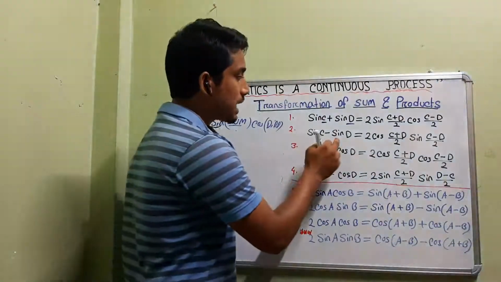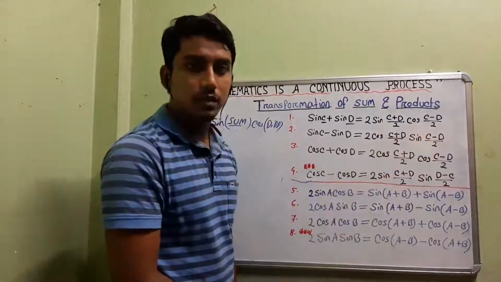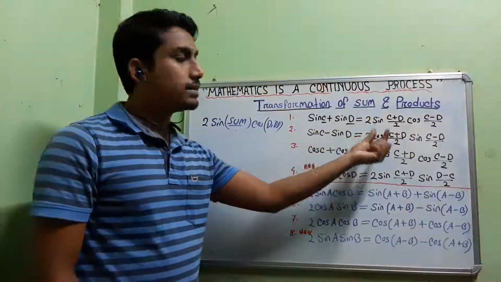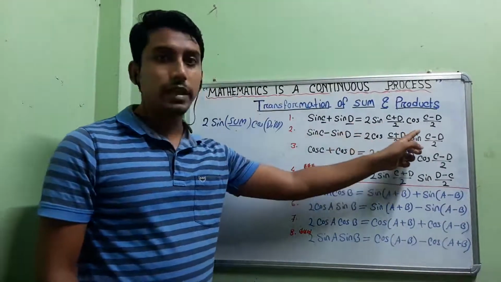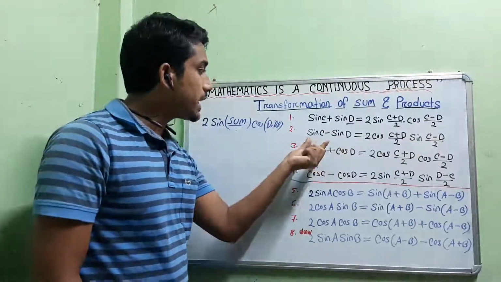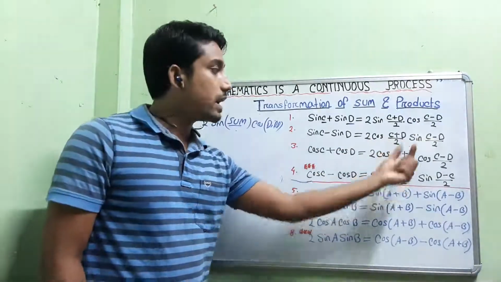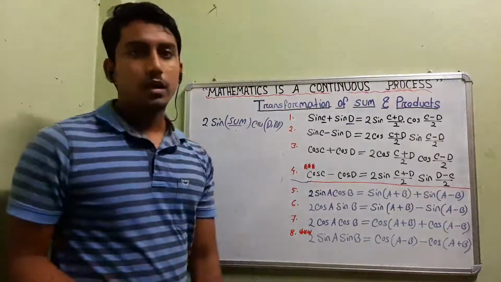If it is sin C minus sin D, then just the opposite, you see. Cos is taking the sum, sin is taking the difference. In sin C plus sin D, 2 sin C plus D by 2, that means sin is taking the sum of the angles and cos is taking the difference of the angles. But in case of sin C minus sin D, cos is taking the sum of the angles and sin is taking the difference of the angles.